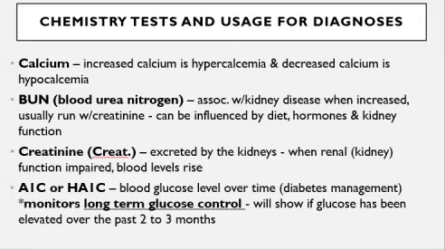This last slide is covering some of the ones we've already mentioned, but calcium, an increase in calcium would be hypercalcemia. A decrease in calcium would be hypocalcemia. The BUN, or the blood urea nitrogen test, is associated with kidney disease when it's increased, and the BUN is usually run with your creatinine test, and it can be influenced by things like your diet, things that you eat, your hormones, and just overall kidney function.